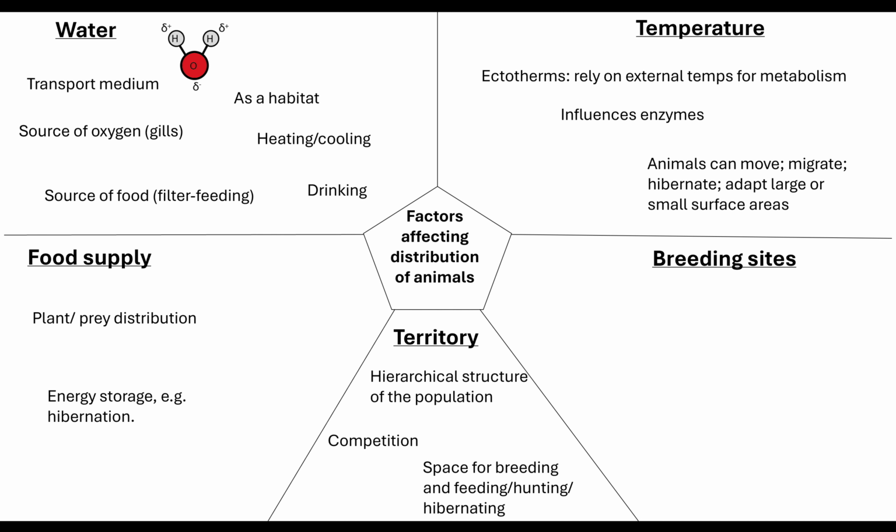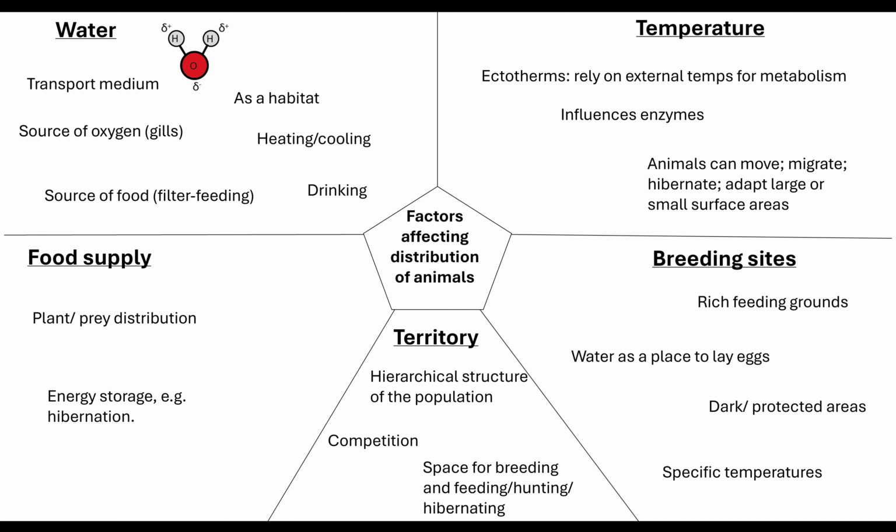And then we have those breeding sites. They need to be rich in food, so they need to have that way of getting the energy source. They could be water. It could be a place where they lay eggs. It may be that it needs to be dark and protected. It could be that it has to be a very specific temperature. So all of these different factors are going to affect the distribution of animals.